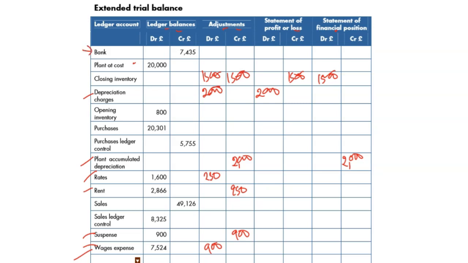Starting with bank, one by one we're going to go. Bank is credit, there is no adjustment, so 7435 is an SOFP item. Plant at cost is an SOFP item, an asset debit. Closing inventory, we have already taken these two adjustments, one into the SPL minus, one into the SOFP current asset. Depreciation charge is a debit adjustment, so it goes into the SPL as an expense.